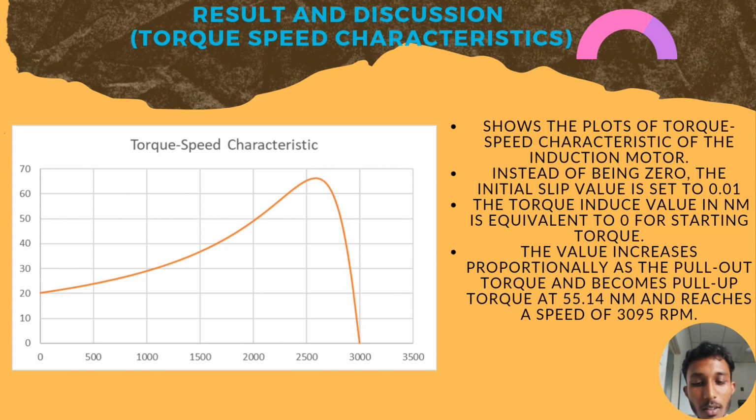What else we can see in this graph is the plot of the torque-speed characteristic of the induction motor. Instead of being 0, the initial slip value is set to 0.01, and the torque induced, in Newton meters, is equivalent to 0 for starting torque. The value increases proportionally to the pull-out torque and becomes pull-up torque at 55.14 Newton meter, and it reaches a speed of 3095 rpm. And this is how the graph works for the torque-speed.